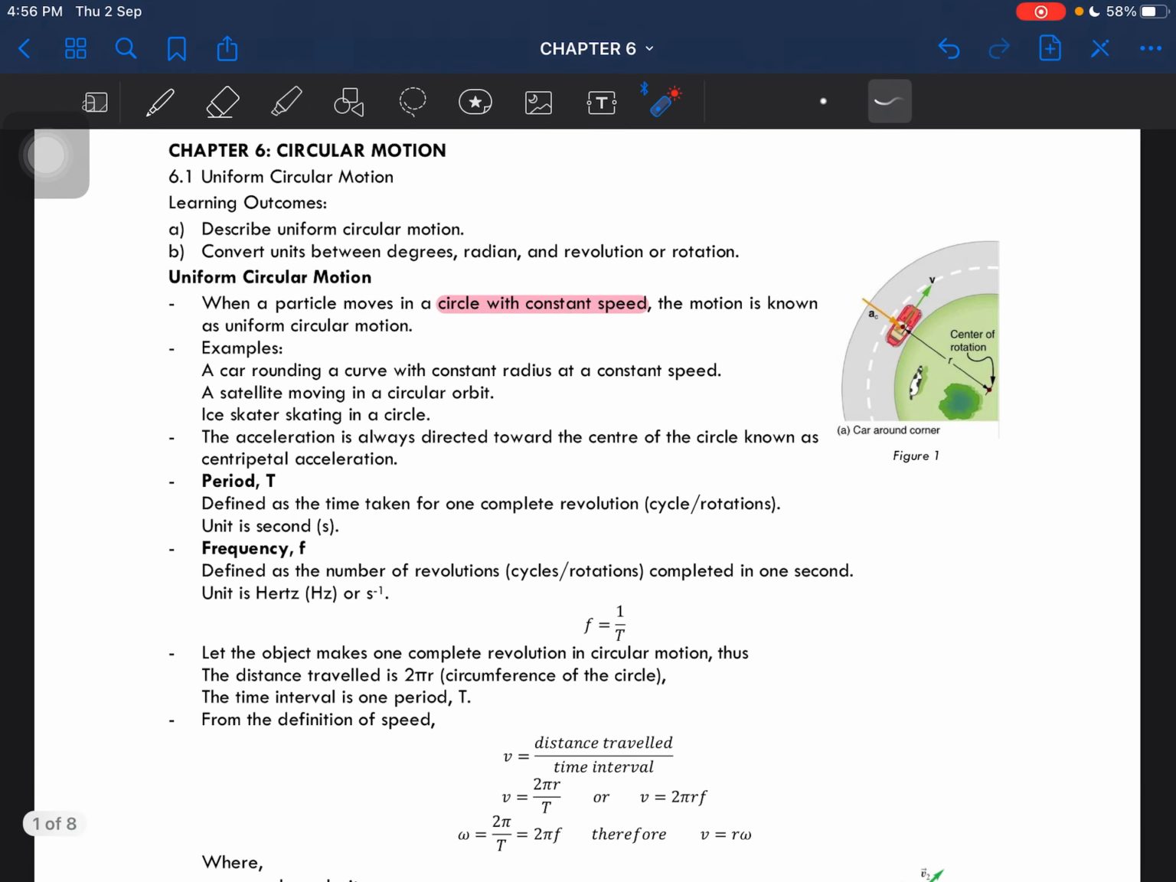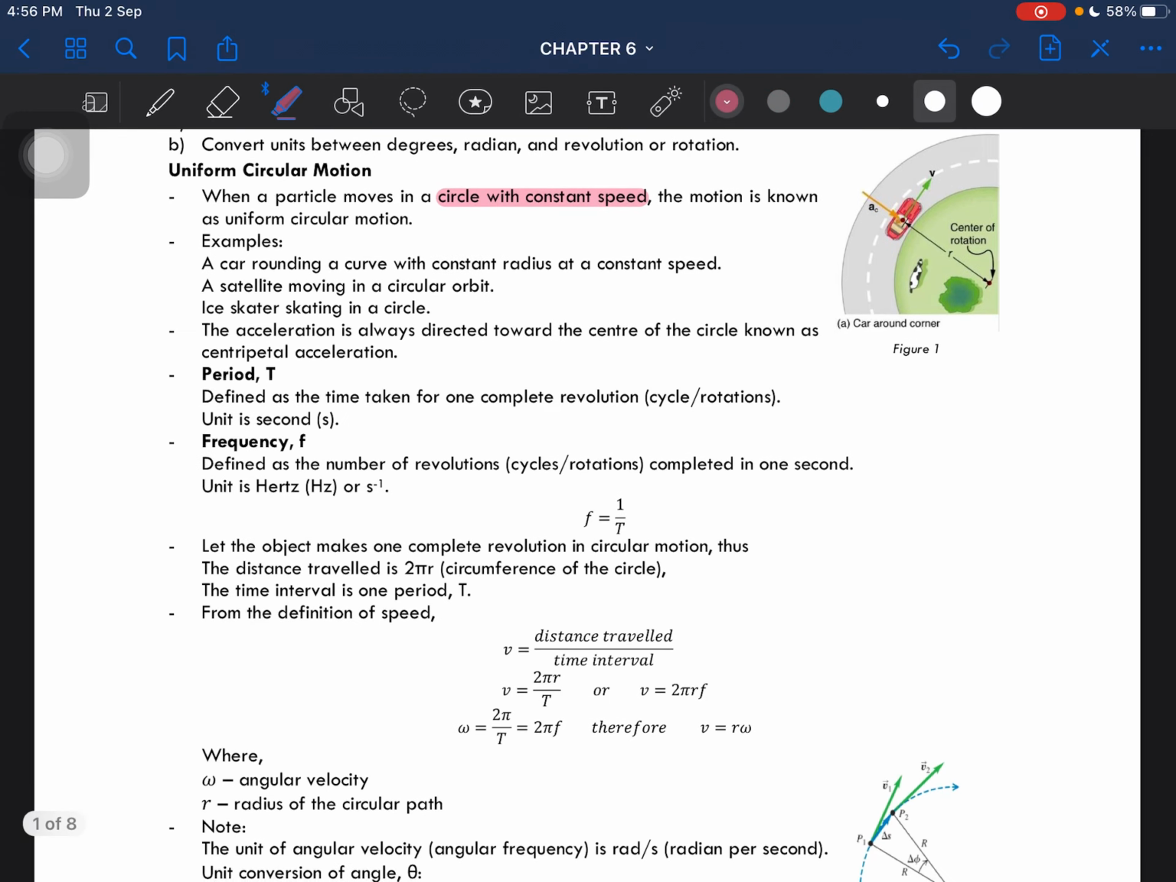Right, so the acceleration is always directed towards the center of the circle. So this acceleration here, which is pointing towards the center of this circle, is known as centripetal acceleration. Okay, so that's one thing that you need to know. And you also have to know what is period, where period is the time taken for one complete revolution, also known as cycle or rotation, in which the unit is second.